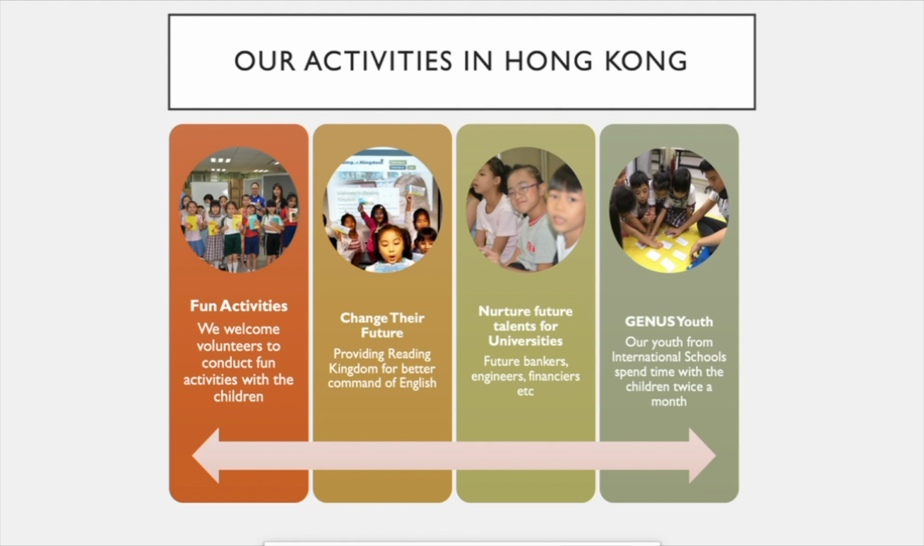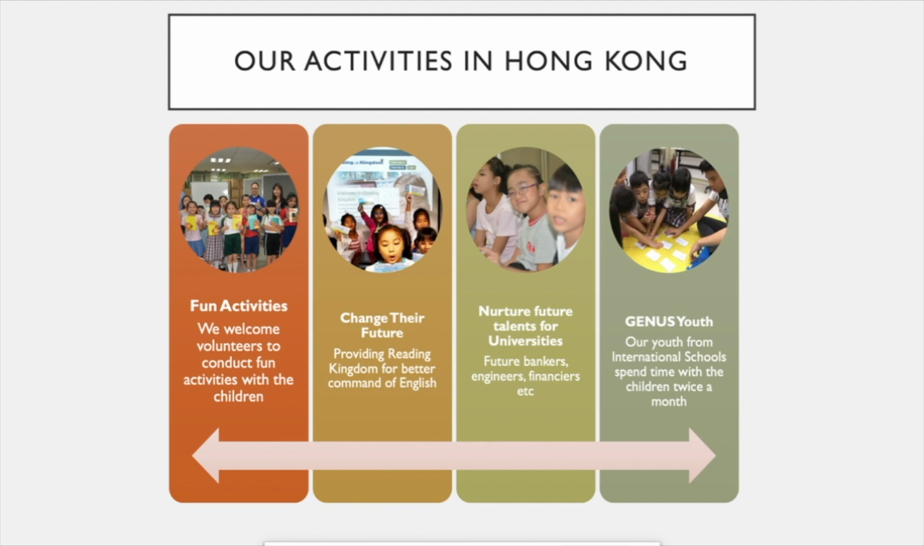Of course, the second is we're trying to change the future today by providing them an English and IT resource, an English learning program called Reading Kingdom, which I explained earlier. And the third one is we nurture future talents for universities. And we talk to these children, like, can you describe your ambition? Can you describe what you want to do when you grow up? Future bankers, engineers, they all talk about that. And they all know deep down that they need to speak more English, but they need help. And how can you be helped if you're not a parent? You can't be with them 24/7. How can you provide help? So we're trying to do that with unique resources that can help them be independent learners.